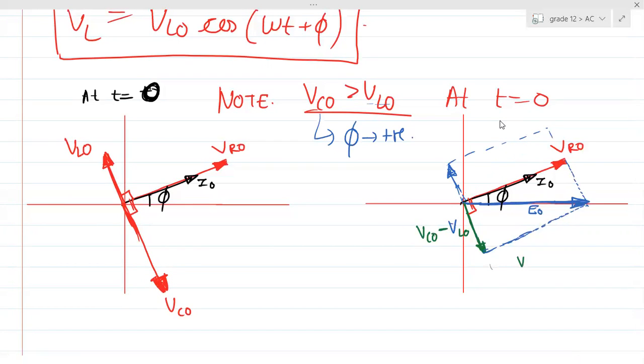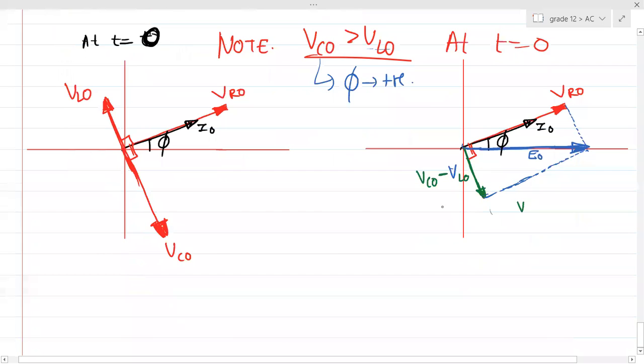So to make that equation work, we need to take this assumption in mind, that the value of phi will be positive only. This diagram will be the case only when VC naught is greater than VL naught. Is this clear?